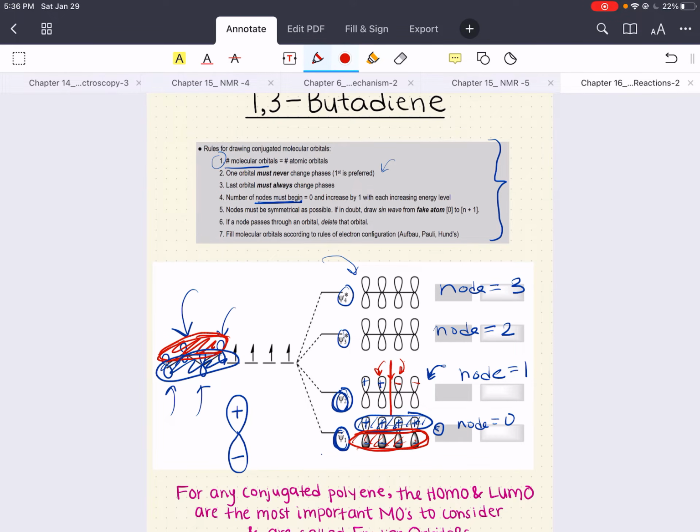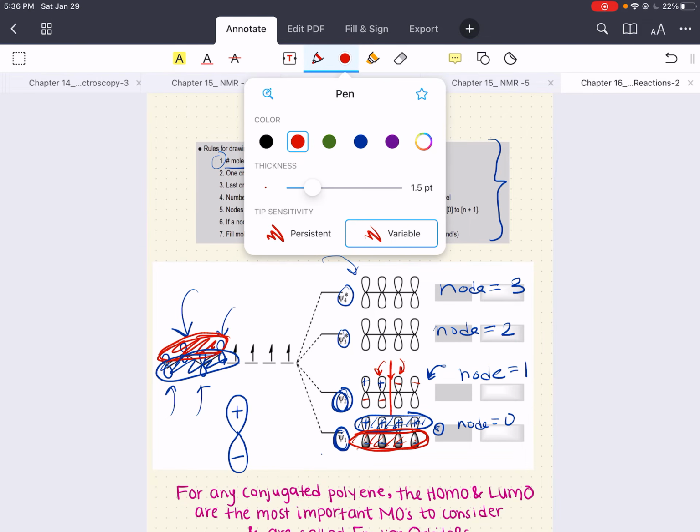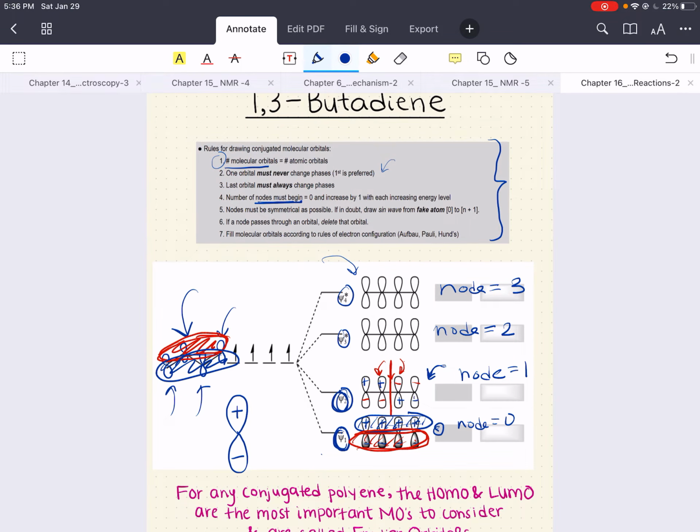We introduce one place where the phases switch. It's the same way for the top and the bottom. There's going to be this one place right here where the phases of the orbitals are changing. And they have to be symmetrical, so this is a good way of making it symmetrical.